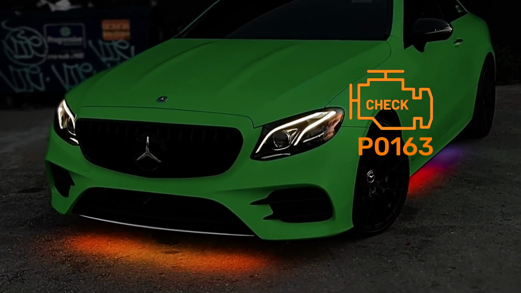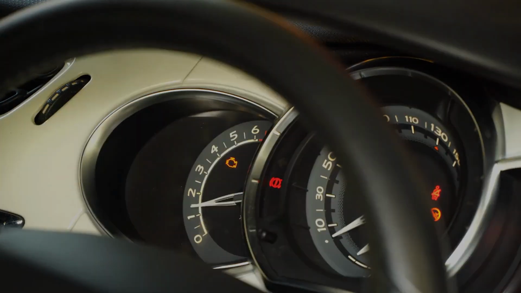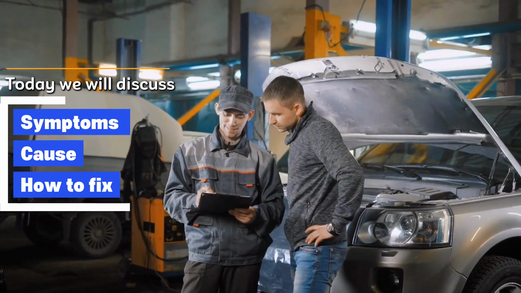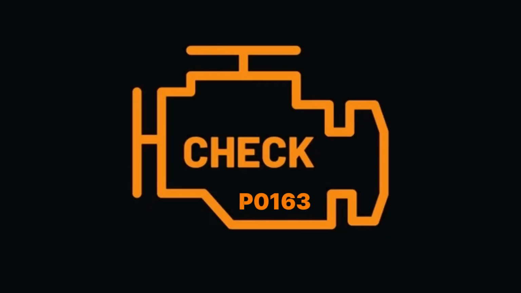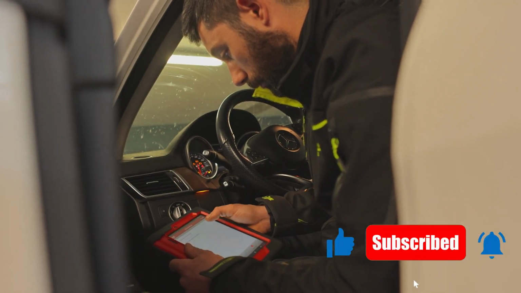If your Mercedes Benz is showing the P0163 engine code, and you're confused about what it means and how serious it is, don't worry. In this video, I'll explain what P0163 means, its causes, common symptoms, and the best fixes in a simple way. The P0163 code means oxygen sensor circuit low voltage bank 2, sensor 3.